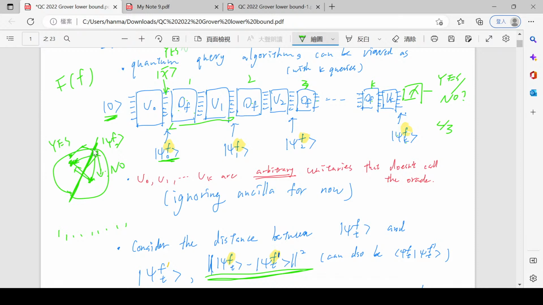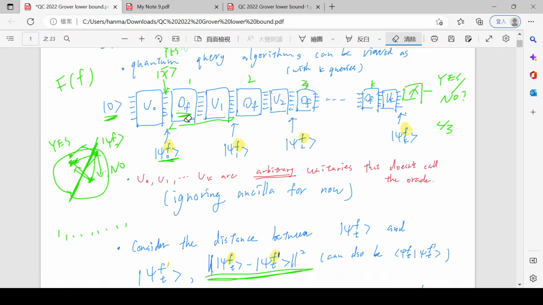And so now we have the starting and end point of our argument. So let's start with small distance and end with big distance. Then if we can say that each of those O_f don't increase the distance too much, then we can say we need to do a lot of O_f to actually separate them.